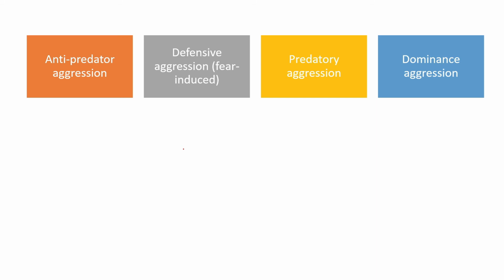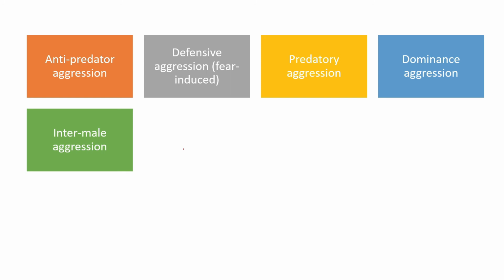Then there is dominant aggression, or dominance aggression, which is shown by individuals who are dominant. There is inter-male aggression. It need not be only dominant and submissive. Sometimes there are non-dominant interactions where males of different stature or the same stature may be involved in a competition. That is called inter-male aggression. Then comes maternal aggression, which is usually to save their brood or their child.